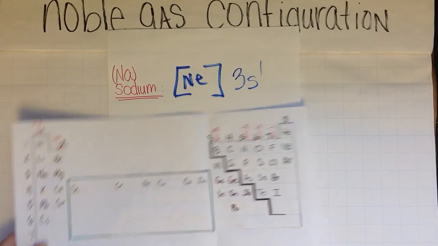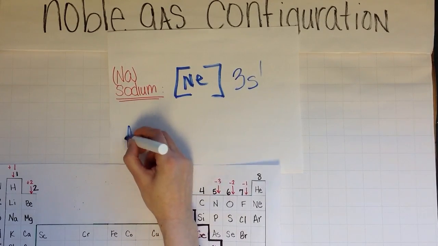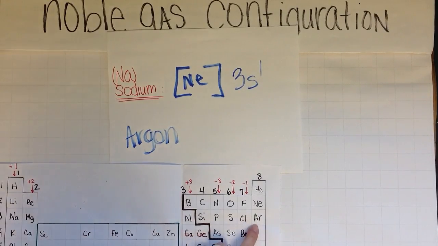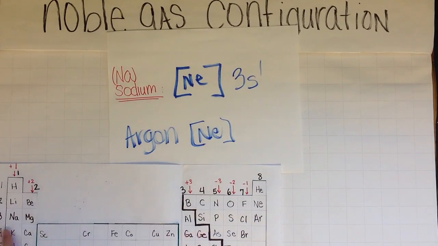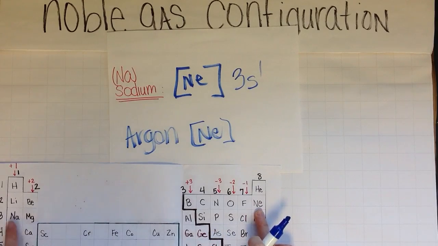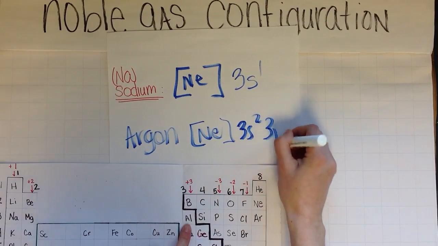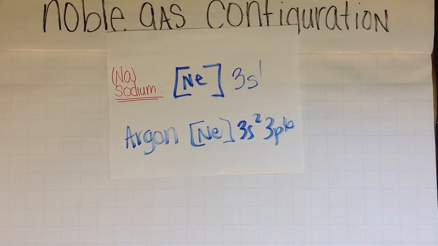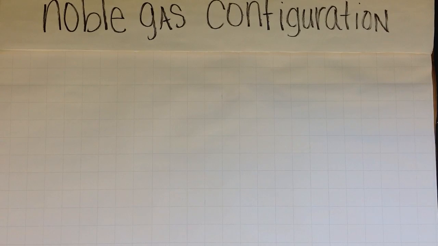Okay? Now, what if I was going to write the electron configuration of, let's say, argon? You can write the entire configuration out, or you can literally just put neon in brackets and continue from neon all the way to argon. So then it would be 3s2, 3p6. So it doesn't matter what element you're being asked to write the electron configuration for. If you want to write the noble gas configuration, you always go back to the previous noble gas to do it. That's the end of noble gas configuration.